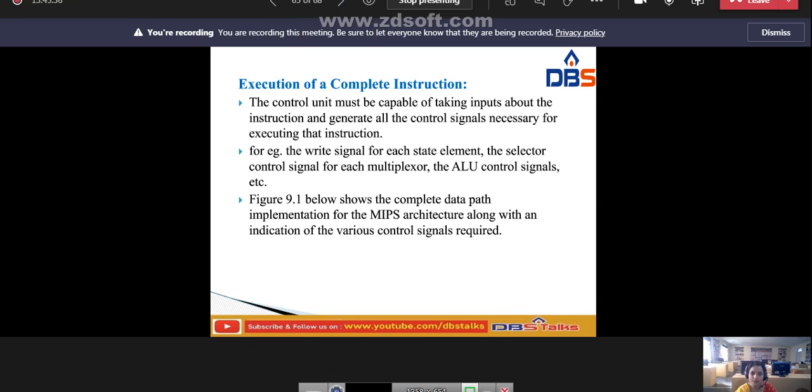Next, coming to the last one, execution of a complete instruction. The control unit must be capable of taking the input about the instruction and generating all the control signals necessary for executing that instruction. For example, a write signal for each state element, the selector control signals for each multiplexer, the ALU's control signals, etc. Below, we show the complete datapath implementation of the MIPS architecture along with an indication of various control signals required.